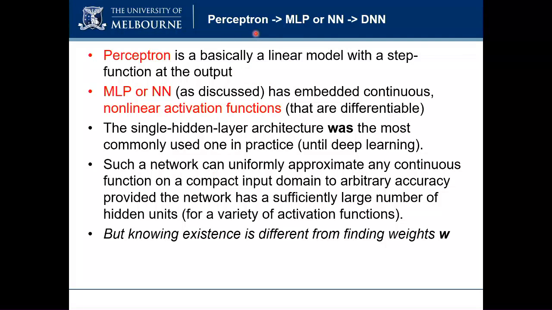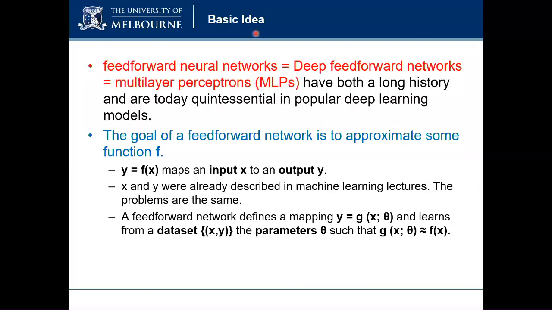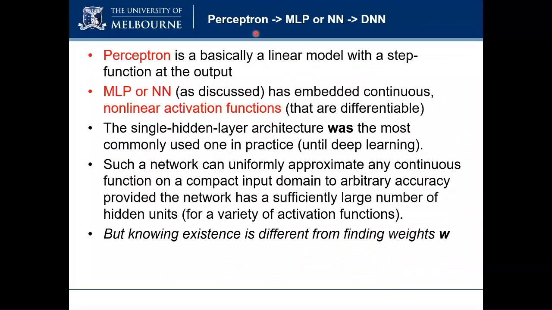Perceptron to MLP, and then multi-layer perceptron, which is a neural network. Essentially, they call it a neural network. And then if you have many layers, then it's a deep neural network. That's almost a buzzword. Let's call everything a neural network and save us the pain.